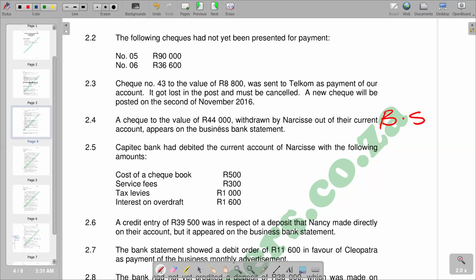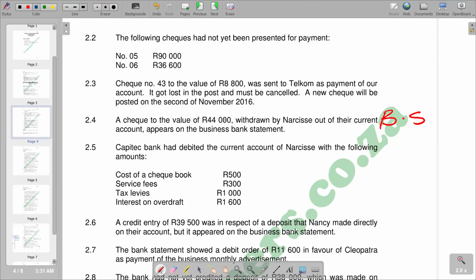So what we're going to do is this. It's on the debit side of the bank statement, but it's not supposed to be there, as we are being told that it was withdrawn by Narcis, being the owner, out of their current account. So it was the personal account of Narcis, but it appeared on the business bank statement, which means we have to remove it from the business bank statement, and it has to appear on the private account of Narcis.